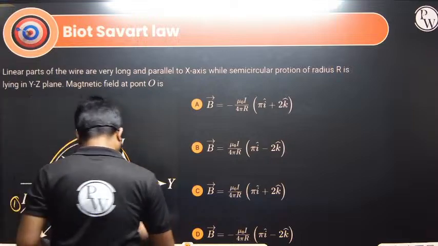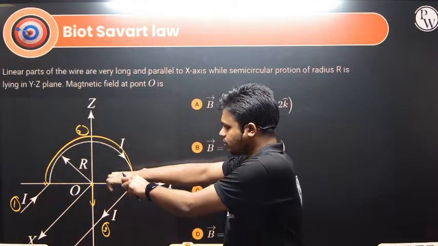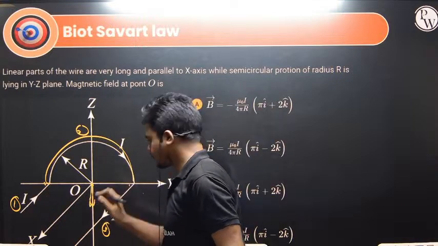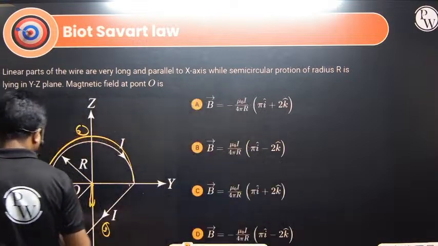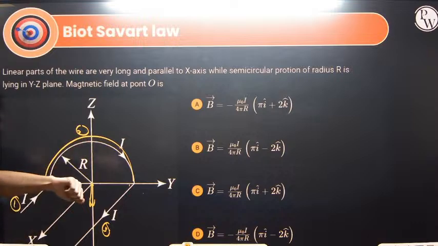Next, the current is coming outward like this. Because of this, again the magnetic field at this particular point will also be downward. So because of the third one and the first one it is downward. Because of the second one it is going inside.